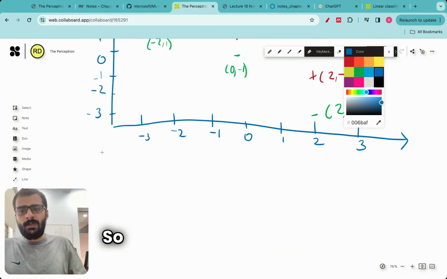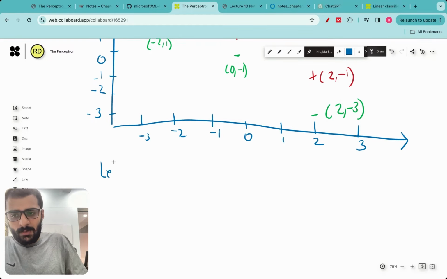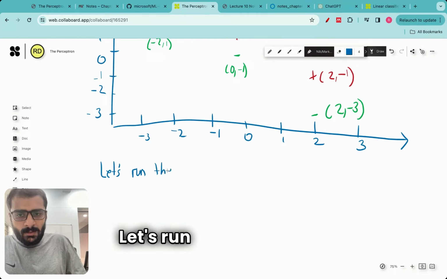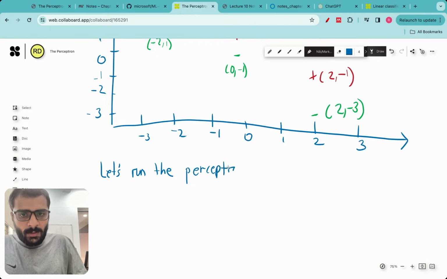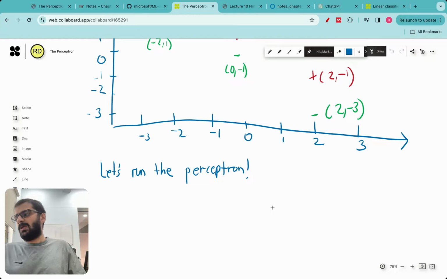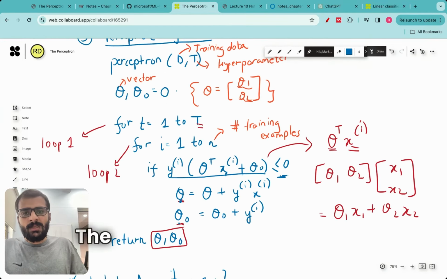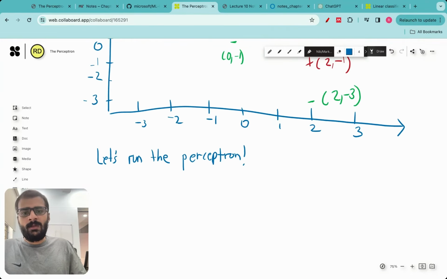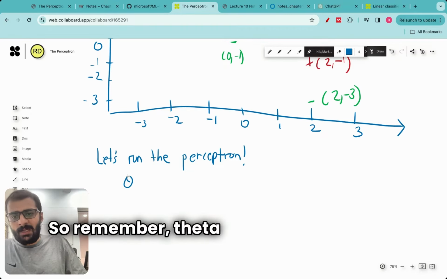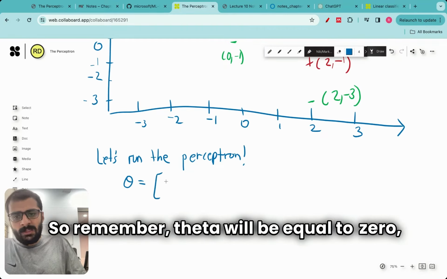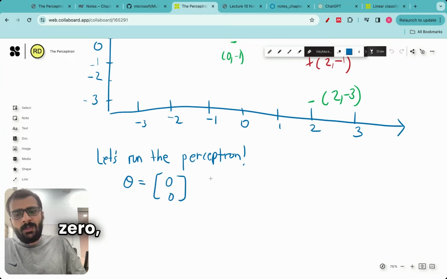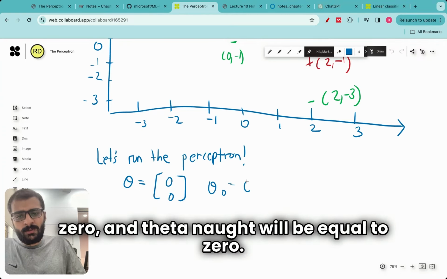So let us run the perceptron. Great. So let us look at the steps above. The first step is start with 0. So everything will be initialized as 0. So remember theta will be equal to 0, comma 0 and theta naught will be equal to 0. Okay.